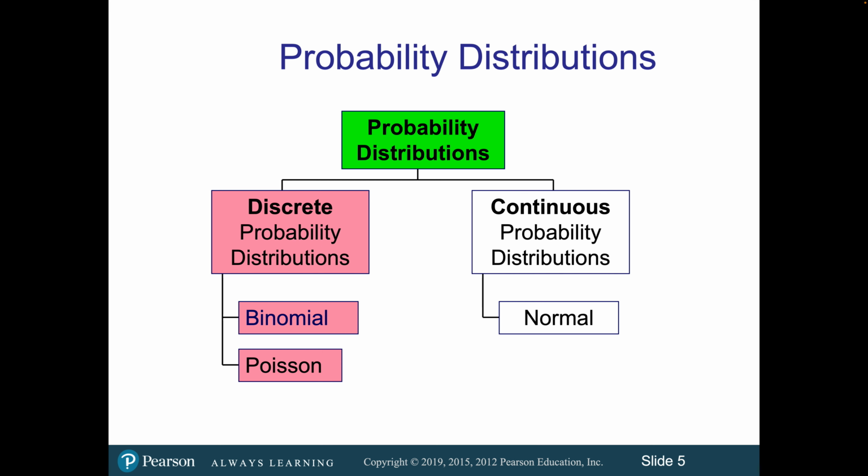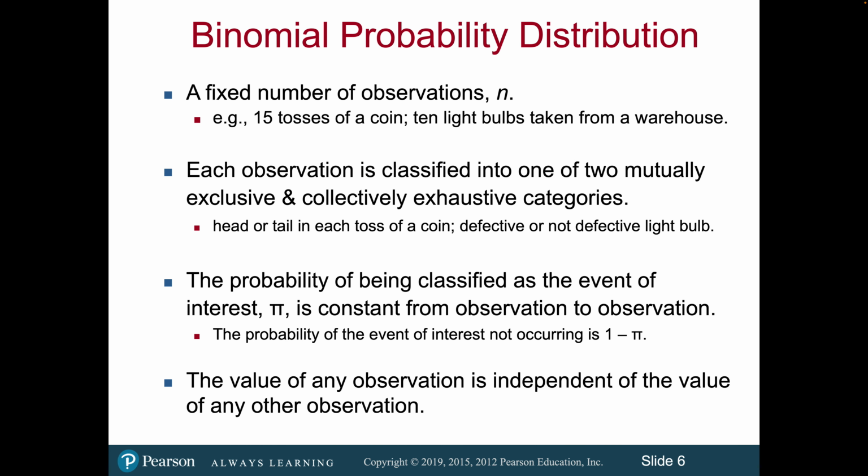So the different discrete probability distributions we'll study are binomial and Poisson. We will only study binomial in this class just due to time constraints. And we'll study the normal distribution for the continuous probability distribution.